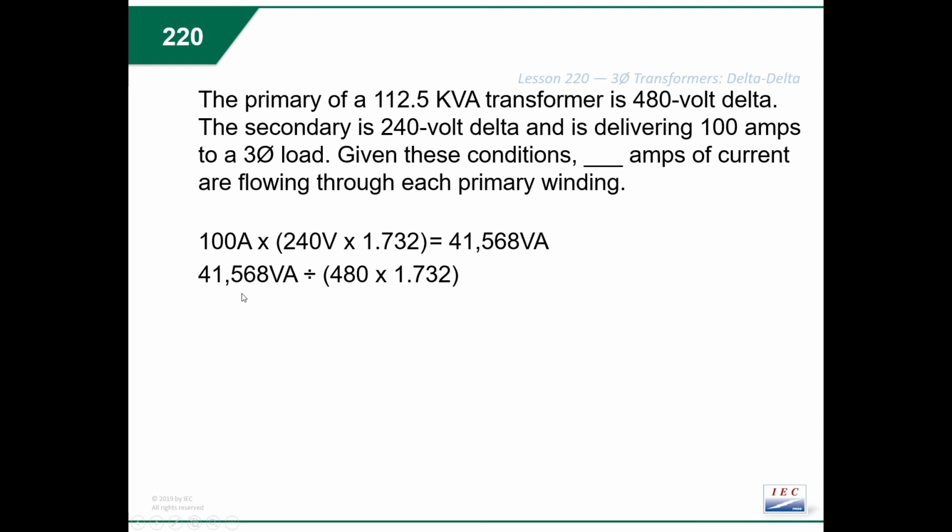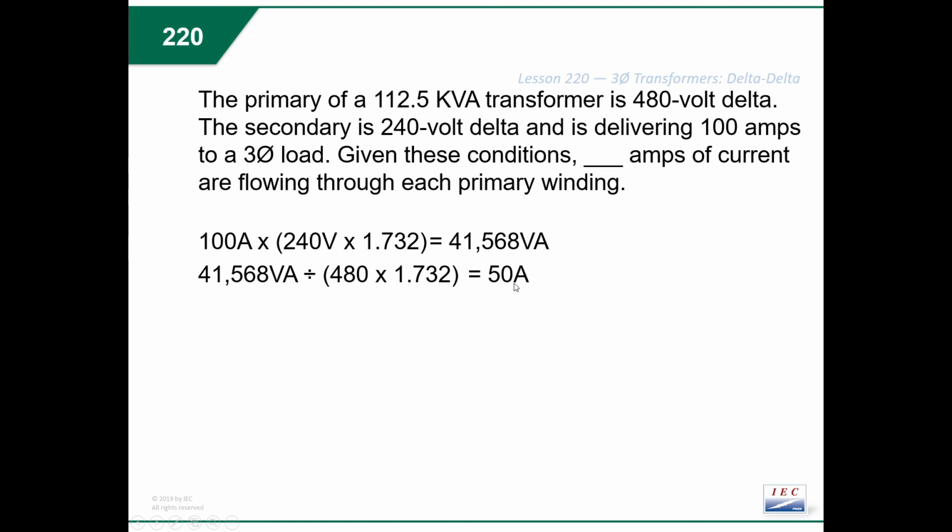Next, I'm going to take that volt amps on the secondary and roll that over to the primary side. Again, the volt amps is the only value that can cross both secondary and primary sides of the transformer. So I take my volt amps and divide by my primary voltage, because I want to take this back to amperage, right? So I have 41,568 volt amps divided by my primary voltage, which is 480, times the square root of 3, because again, it's 3-phase. So that tells me now 50 amps.